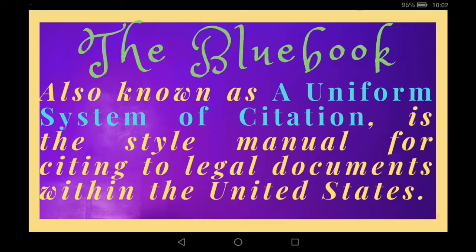It is also known as the Uniform System of Citation. As you can see, Uniform System of Citation. It is the style manual for citing legal documents within the United States. It's important information: the Blue Book, this particular style, is used in legal documents all across the United States. So it is also another style.